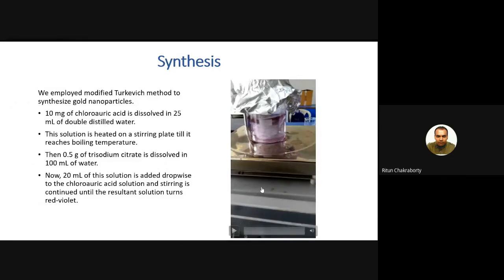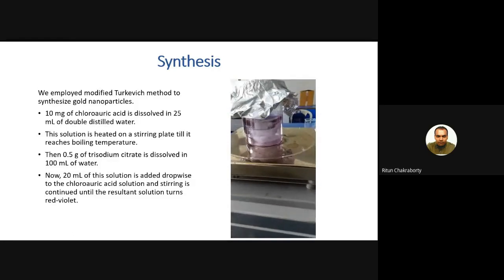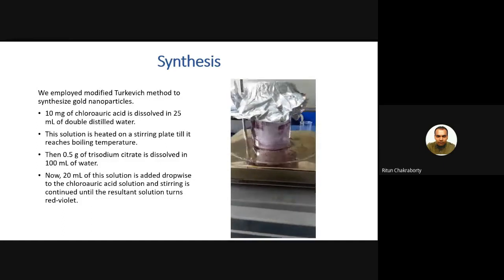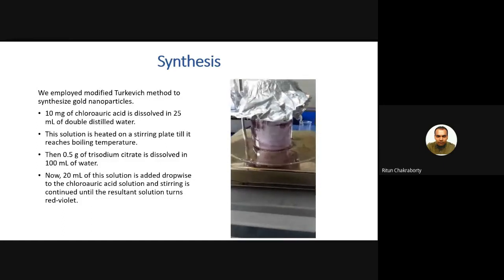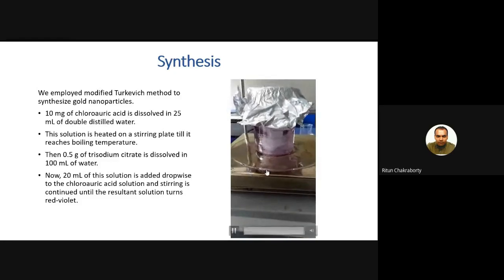Now I will show you this video. Let me see if it runs or not. Yeah, you see this video. Okay, so this is the Turkevich method. Whatever we have written here already, we employed modified Turkevich method to synthesize gold nanoparticles. So this is the Turkevich method, and this is the experiment that we performed.